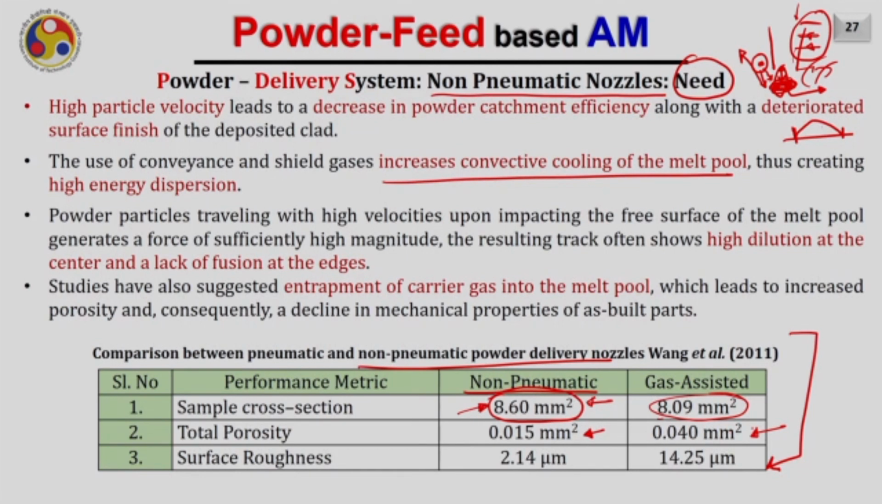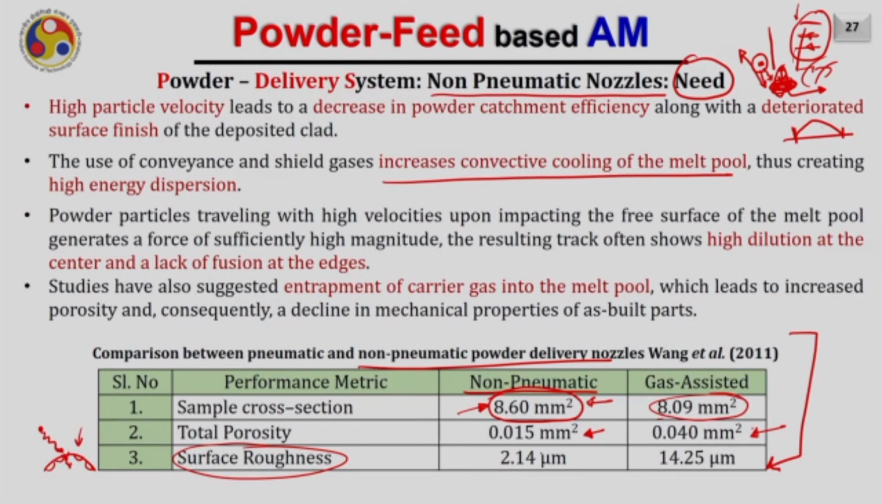Also, a significant improvement was found in the surface roughness. Why? Because I have already explained that the powder particles are not coming with a very high velocity in the case of non-pneumatic systems. As a result, they do not enter the molten pool with a high impact and do not leave any impression behind. That is nothing but decreasing the surface finish of the deposited track.